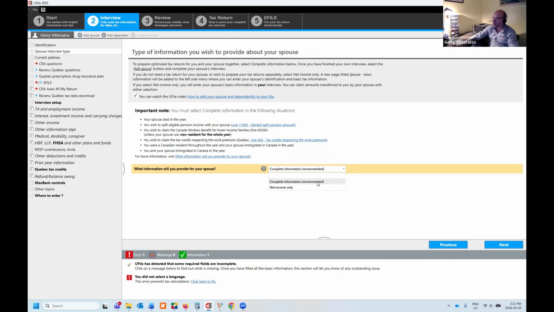If you're not completing your spouse's return with yours, then you have to do net income only. And then there's basic information that you have to enter of your spouse's file. You need their name, their SIN, their date of birth, and their net income in the year. And of course, you're not optimizing the tax return at that point. So for our example, I'm going to choose complete information and we'll go from there.